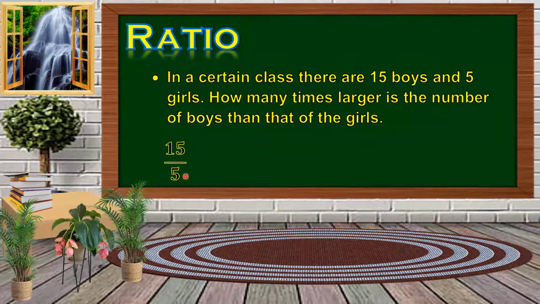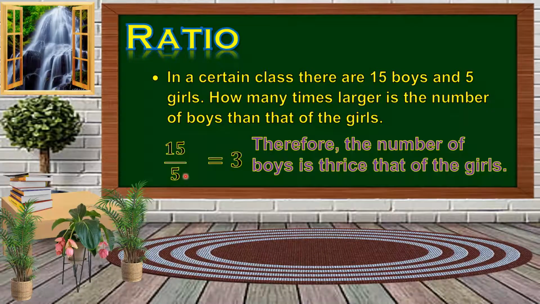All we have to do in this case is divide or reduce to lowest terms. So what is 15 divided by 5? We'll have 3. Meaning the number of boys is thrice that of the girls. Again, all we have to do here is reduce or divide. 15 divided by 5 is 3, which is the same as 3 over 1.